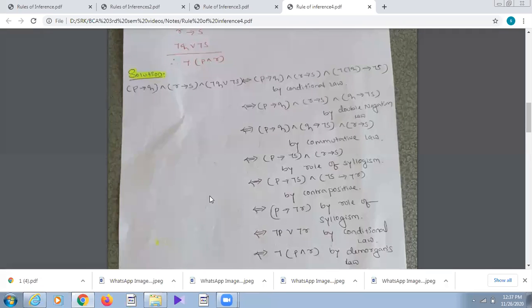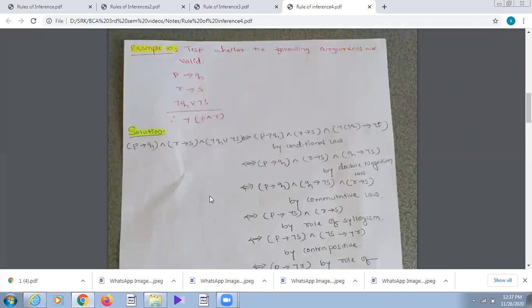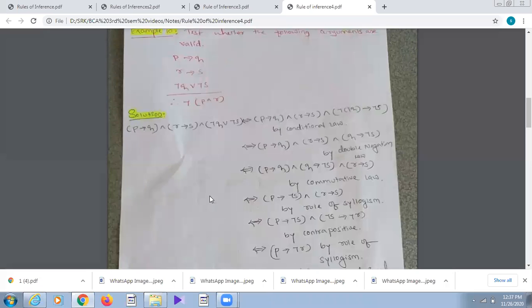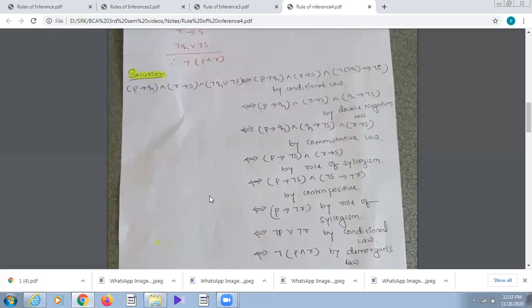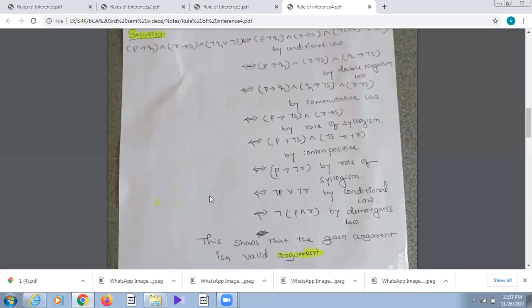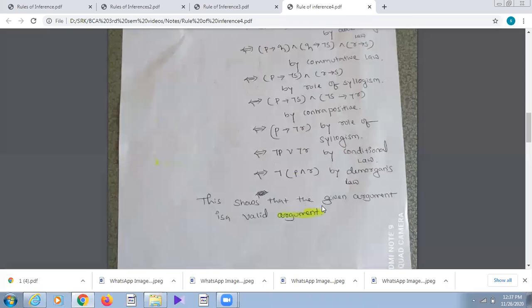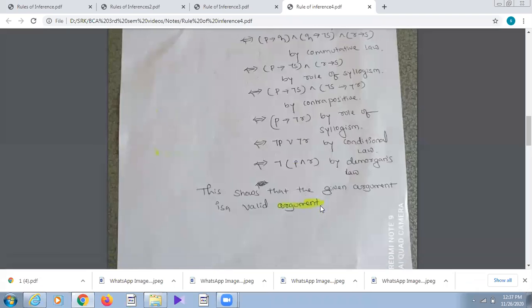Okay. So practice these problems using the laws and rules. When you practice the problems, then you can easily identify which rule or which law has to be applied.